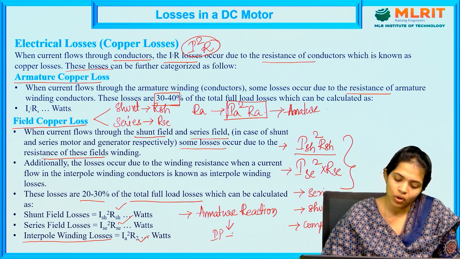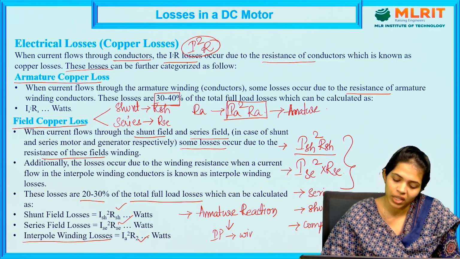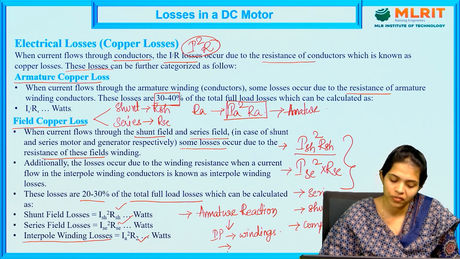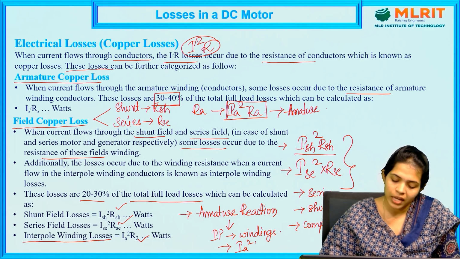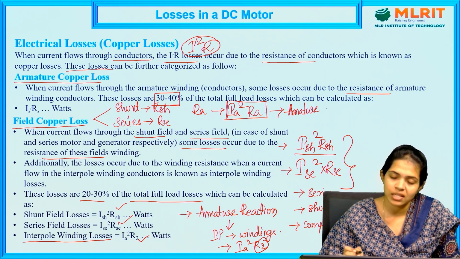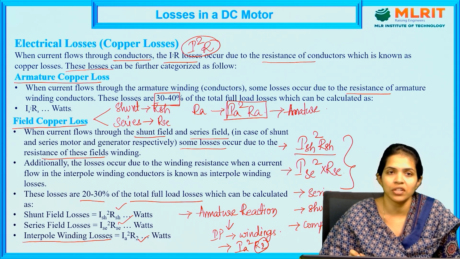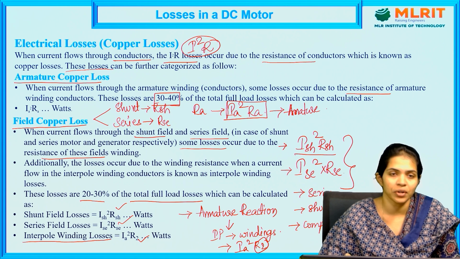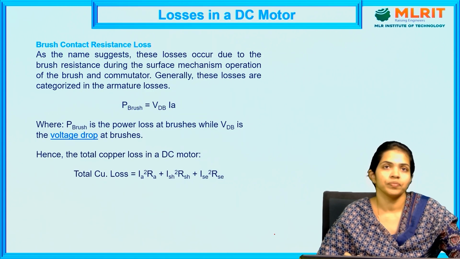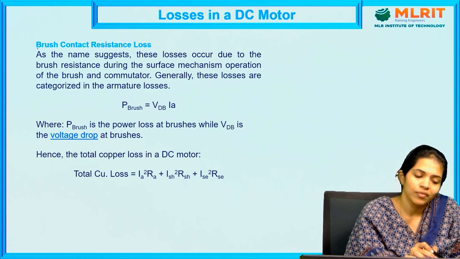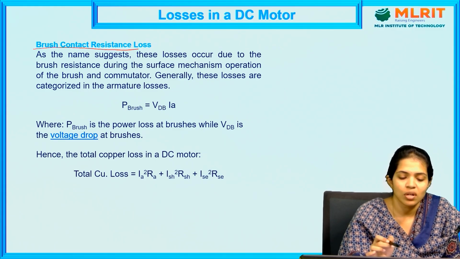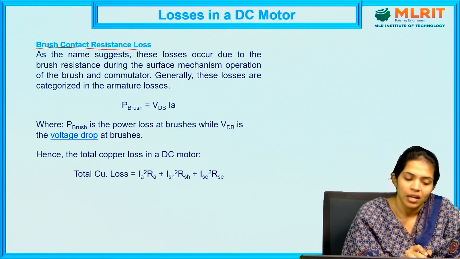These interpoles also have windings wound on them. The losses which occur in these windings are Ia squared R2, where R2 is the resistance of the interpole windings. So we also have copper losses occurring in the interpoles. Then we also have brush contact resistance loss. As the name suggests, these losses occur in the brush resistance.